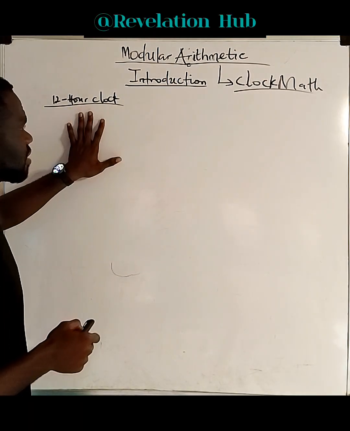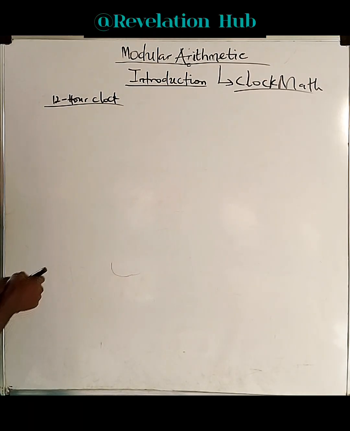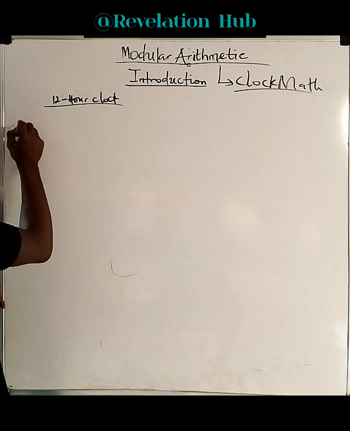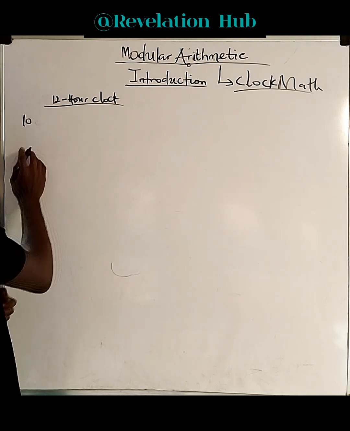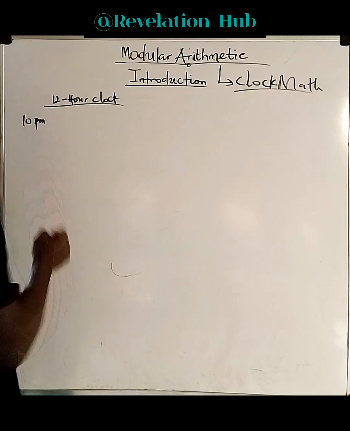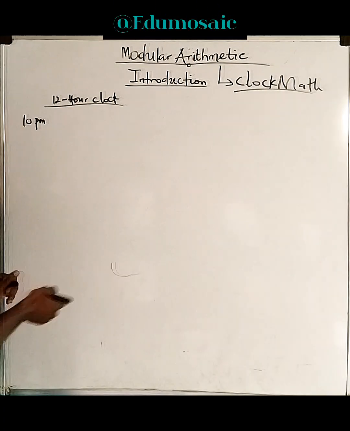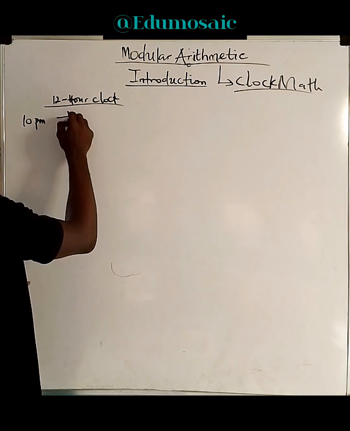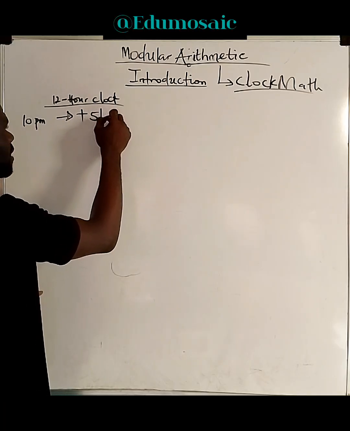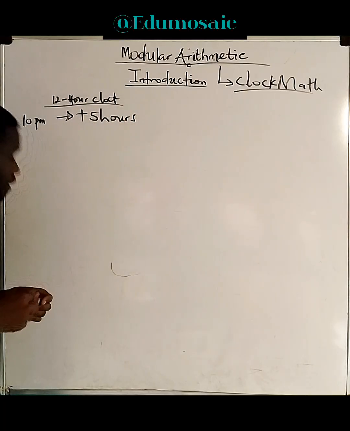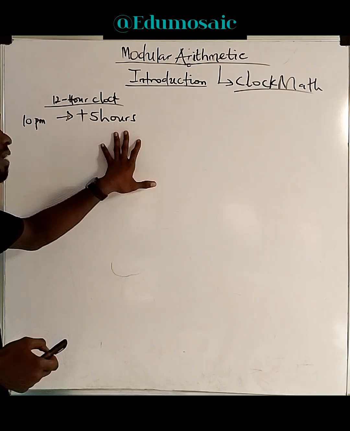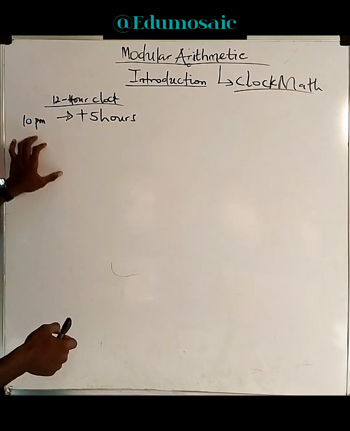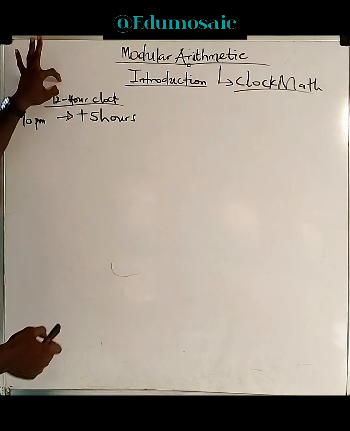So let's say a 12-hour clock, for example. If the time is 10 o'clock, let's say 10 in the evening, 10 p.m., and 5 hours are added to 10 o'clock, what time is it going to be? Don't forget that this is a 12-hour clock. We're not talking about a 24-hour clock.